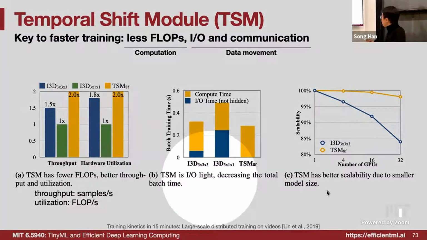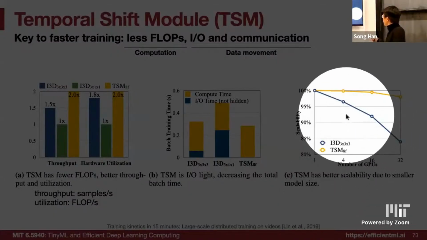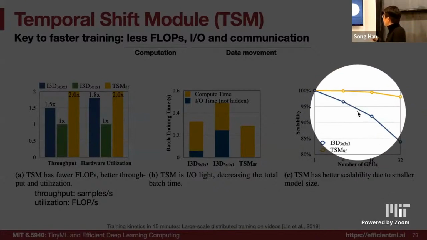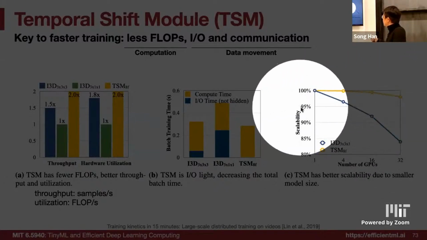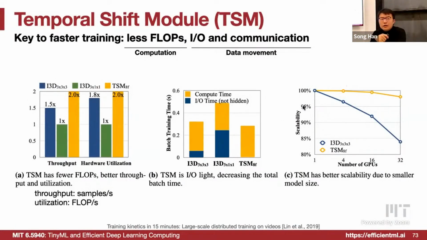And better scalability due to smaller model size, less weight to communicate for distributed training. Even with a large number of GPUs, the scalability is pretty high. So we are going to talk about distributed training techniques starting from next week. How do we scale up the training utilizing multiple GPUs to speed up the training?